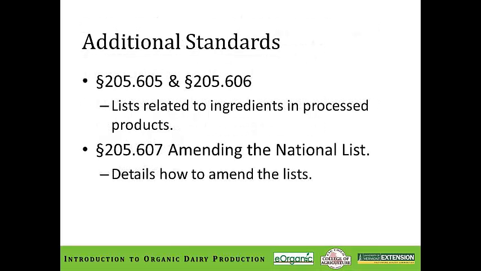And again, this is just an overview of the organic standards. There is a lot more information in here that we don't have time to get to in detail. And so I'm mentioning that some of the other national lists are 205-605 and 205-606. And these are lists relating to the ingredients that are allowed and prohibited in processed organic products. And then 205-607 goes into the detail of how these national lists can be amended.